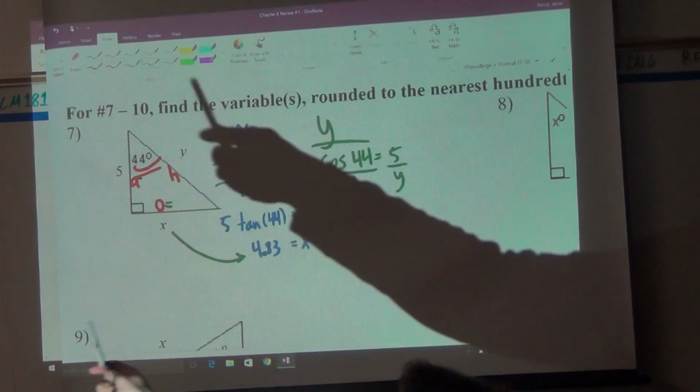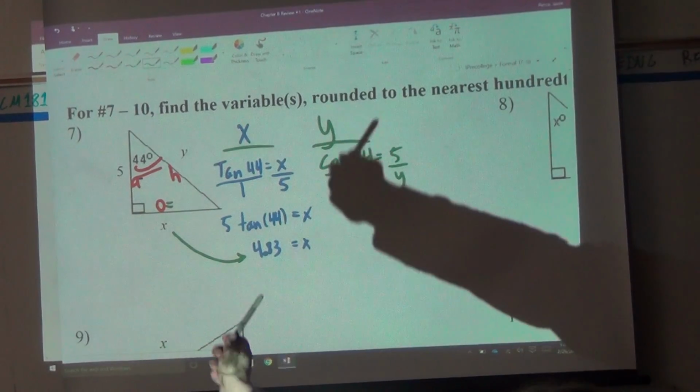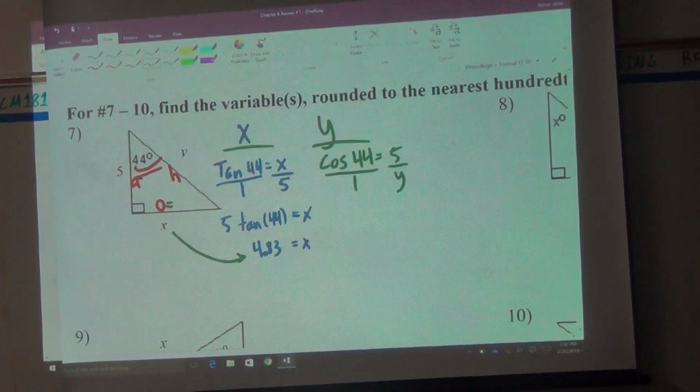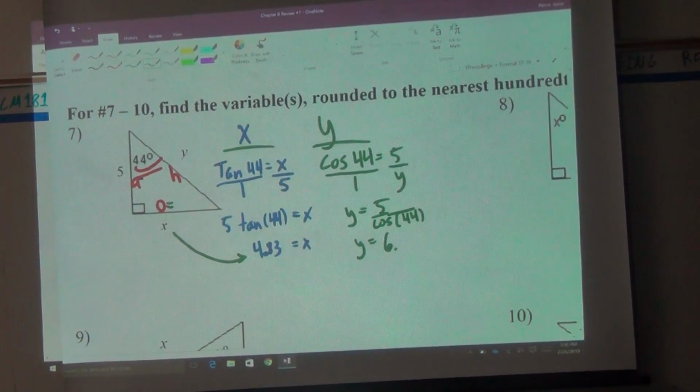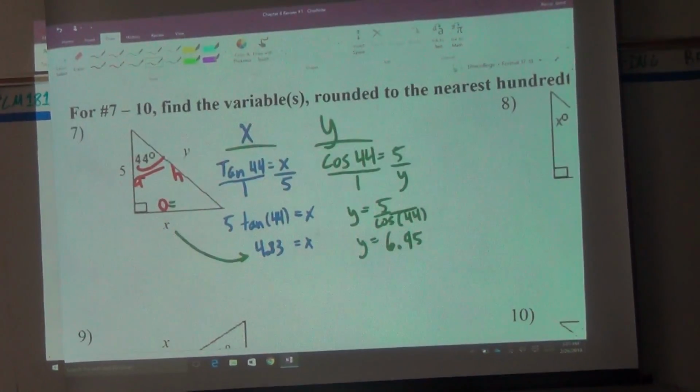Now notice how this one's different. It's got the variable on the bottom. We're going to use our property of proportions, the switcheroo, to make this say that y equals 5 over cosine 44. You want to be just a little bit careful with your parentheses. Matt or Steve, 5 divided by cosine 44. I got 6.95. 6.95 is right. Okay. On to the next.